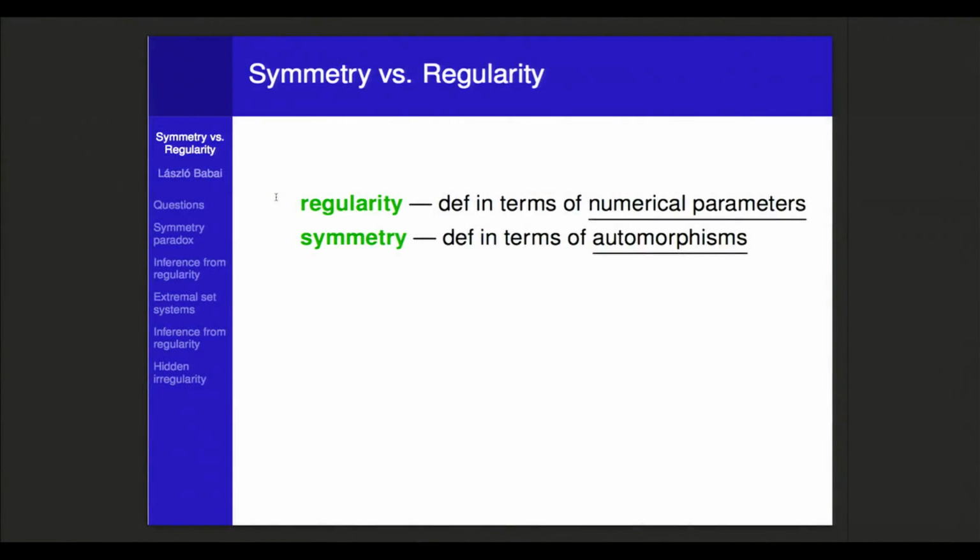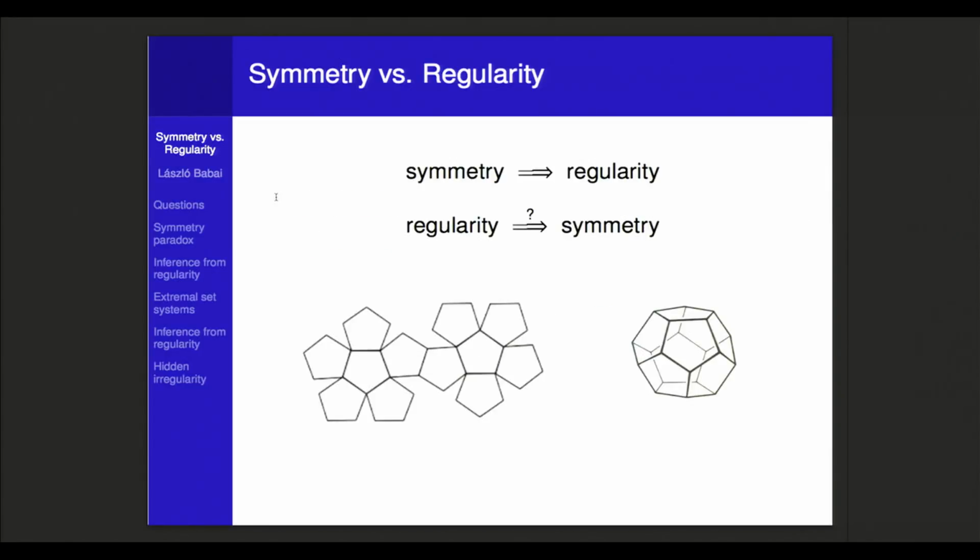Good. So regularity is something that you define in terms of numerical parameters, and symmetry is defined in terms of automorphisms, transformations that preserve the structure. And so it is clear that symmetry always implies some sort of regularity, but not the other way around. So, for instance, here is an example where actually the opposite happens.